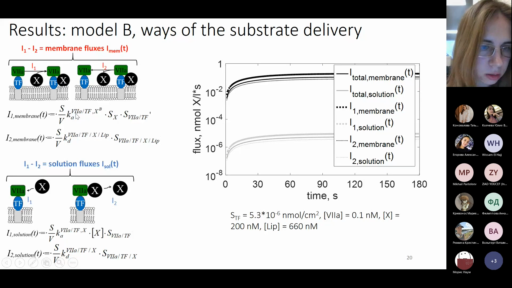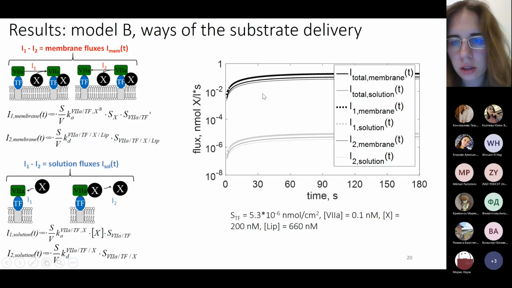And for those two ways, we calculate the association flux and the dissociation flux. And from those two fluxes, we calculate the total flux. It is association flux minus dissociation. The same is for binding from solution. And here is only an example of time dependence of those fluxes. For those modeling conditions, the flux from the membrane, in black here, is at least two orders of magnitude higher than the binding from solution.